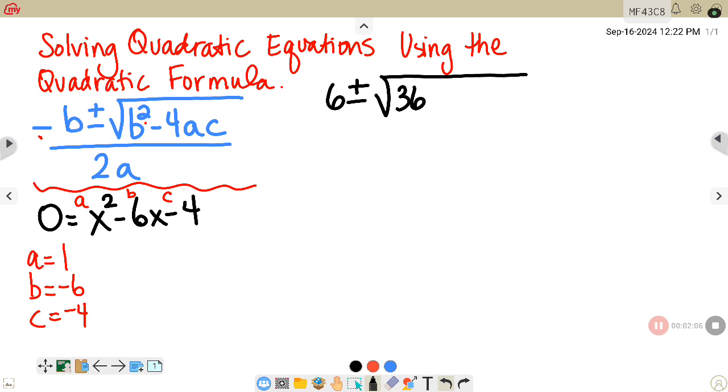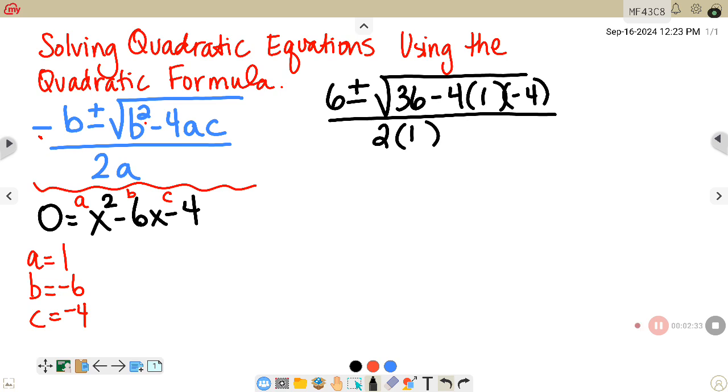So after the b squared, then I have negative 4 from the formula times the a and the c. Well, the a in this case is 1, and my c is negative 4. And then I'll put that all over the denominator, which is going to be 2 times the a, which the a is 1.